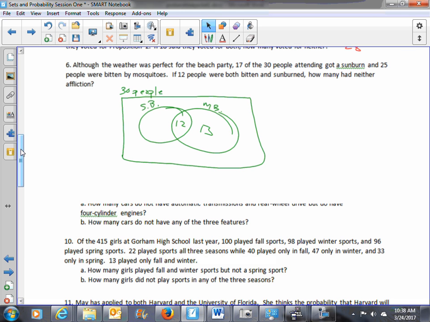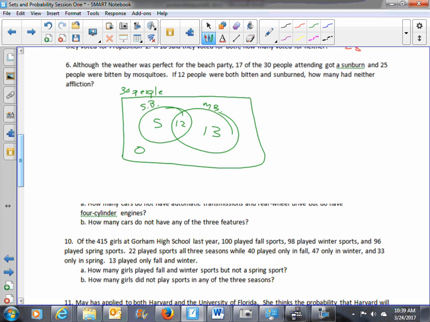That looks an awful lot like a B. Let me see if I can write that 13 better. Yeah, there we go. And 17 were sunburned. That means there's 5 more in here. Now, if we add 12 and 13, we get 25, plus 5 is 30.